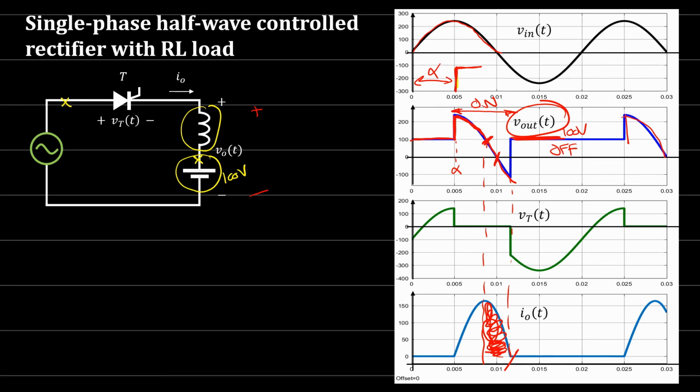So the only difference here, when we have a battery, is that we need to think about the voltage difference between the input and the output. You'll find that the output is shifted by E volts. And of course, if you look at the thyristor voltage, it's easy: just the input voltage minus the output voltage, and you will get this shape.